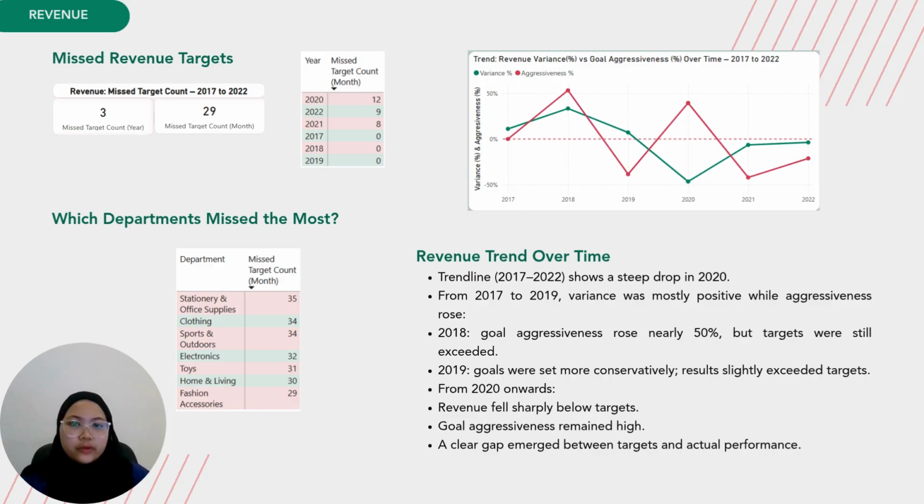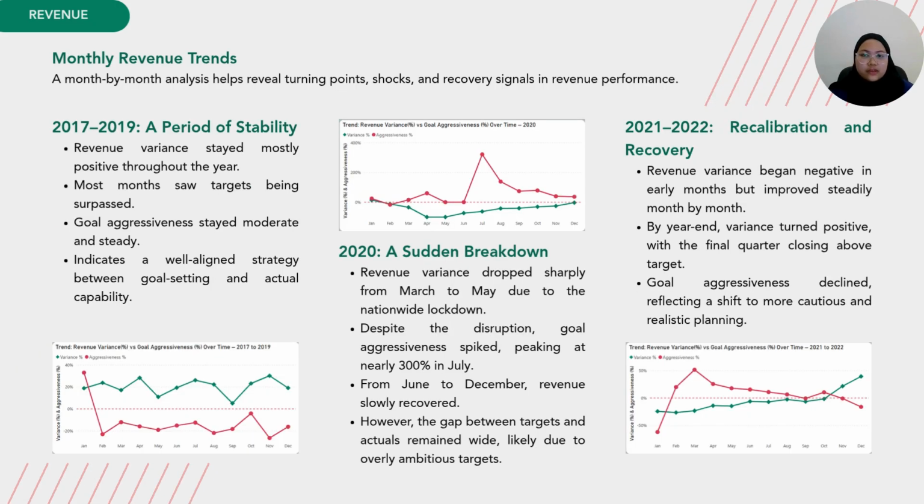Across 6 years, revenue targets were missed in nearly half of the months. From 2017 to 2019, performance was strong. No targets were missed, but in 2020, the situation changed dramatically with 12 months falling short. Stationery and office supplies missed the most targets, followed closely by clothing and sports. Even the best departments like fashion and accessories still missed goals in over a third of the months, showing how widespread the issue was.